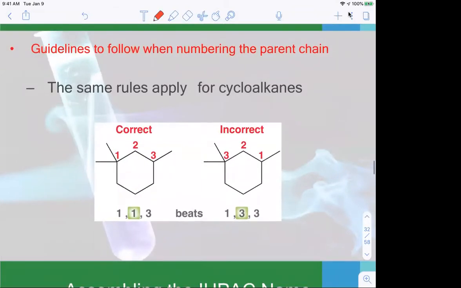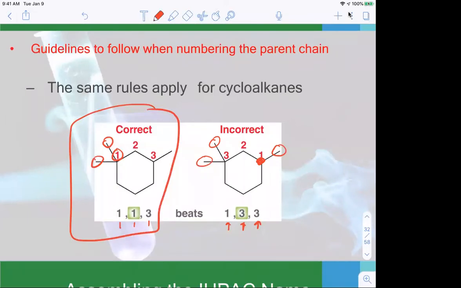The same rules apply for cycloalkanes. Here, I start out with a substituent. I go 1, 2, 3. So I have 2 substituents because both of these are methyl groups. So my substituents would be on carbon 1, carbon 1, carbon 3. If I start numbering here, my substituents would be on carbon 1, carbon 3, carbon 3. Right, here's 1 substituent, 2 substituent, 3 substituent. This is the lowest, best numbering system for this cyclic structure.